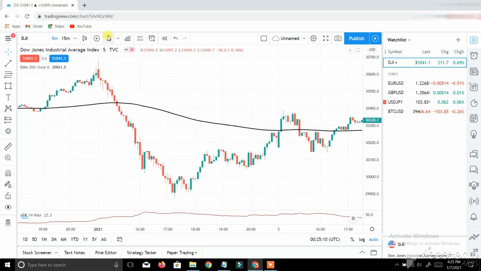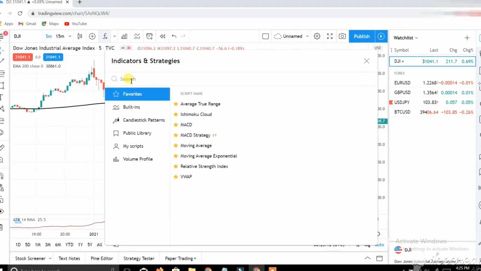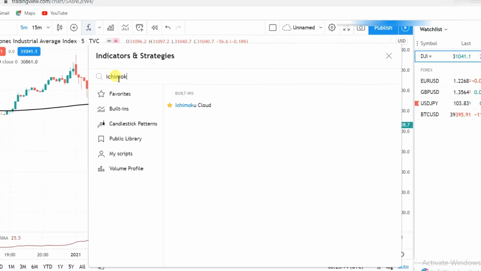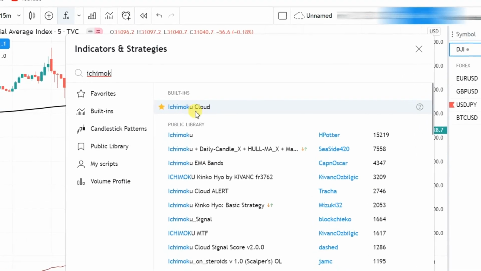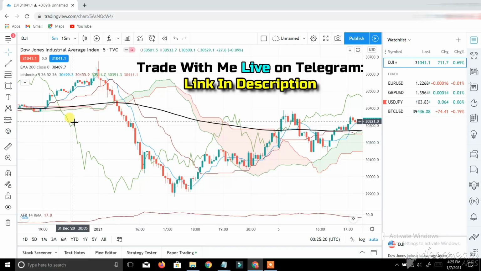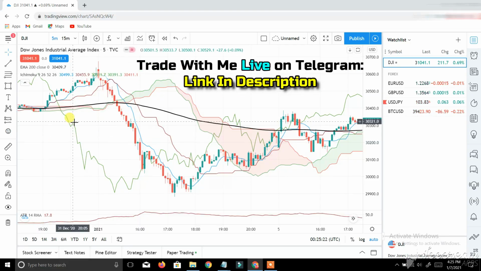We have to summon the Ichimoku Cloud on our chart. And how do we do that, guys? You come to this point, you search for the Ichimoku Cloud, and there it is, the Ichimoku Cloud. And as for the Fibonacci, we don't need it yet until we want to take our entry.